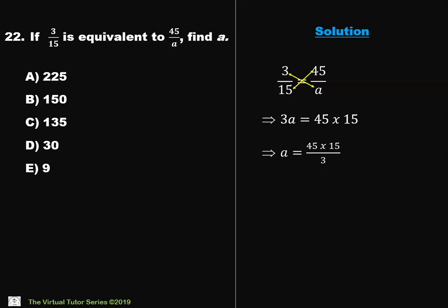3 into 15 is 5. So we have A to be equal to 45 times 5. 45 times 5 is 225. Therefore, we have A to be equal to 225. Hence, the correct answer is option A.